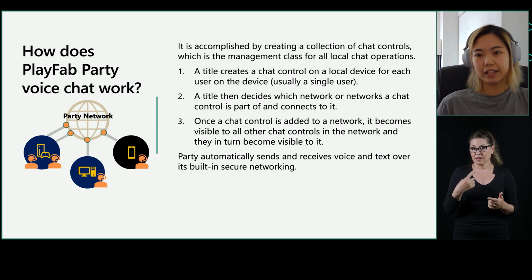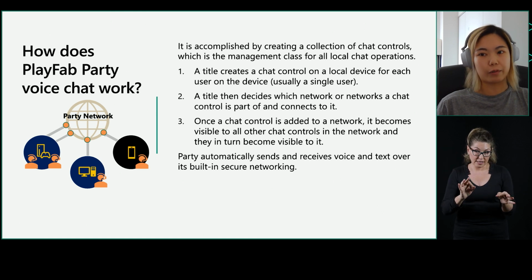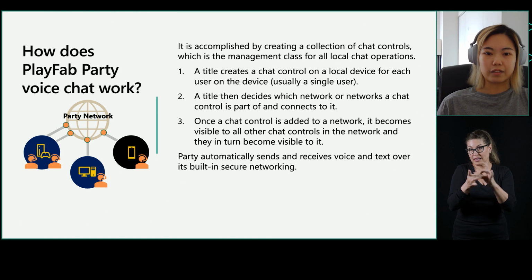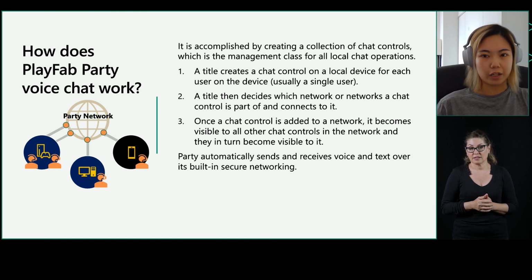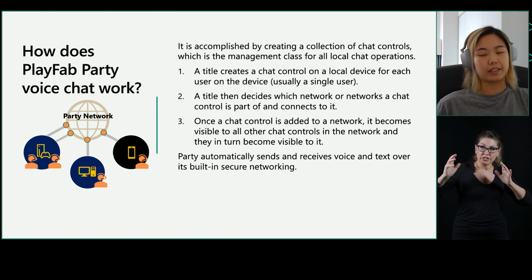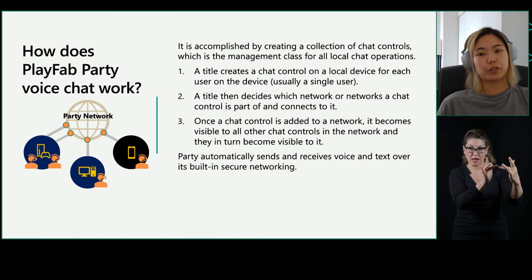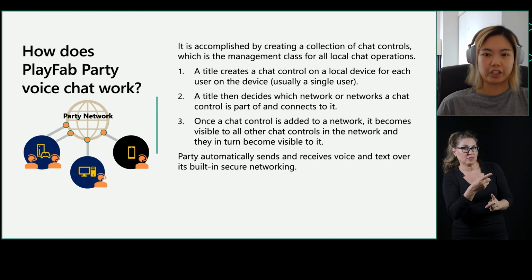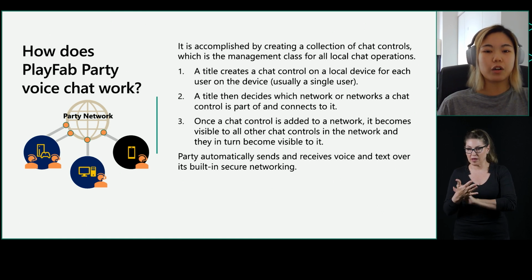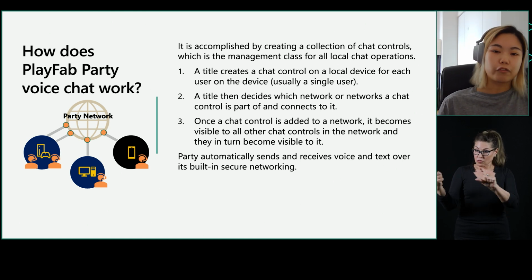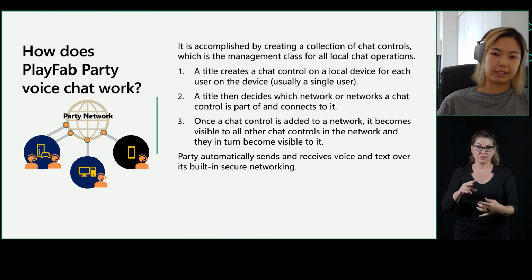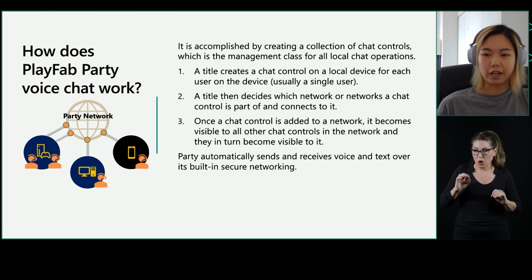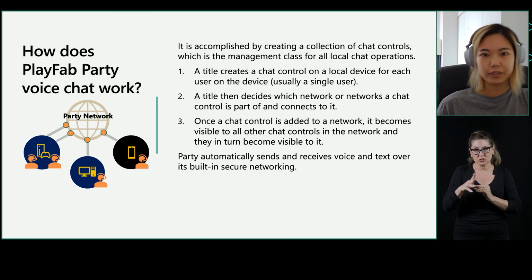And then a title decides which network a chat control is part of and connects to it. And once a Party chat control is added to the network, it becomes visible to all other chat controls in the network, and then they in turn become visible to it. So once they're connected, voice is automatically sent and received securely over the Party network. There is no extra coding required after that.